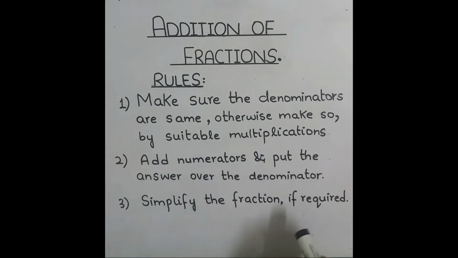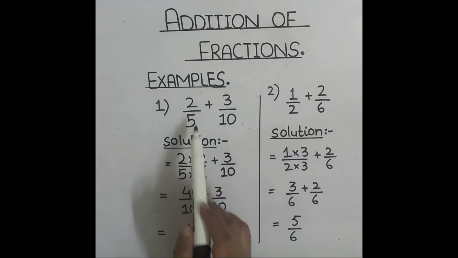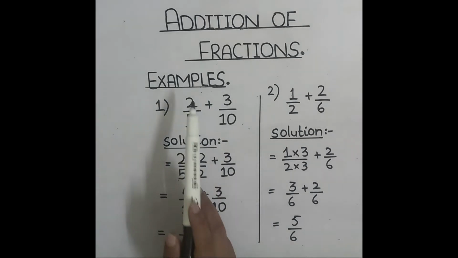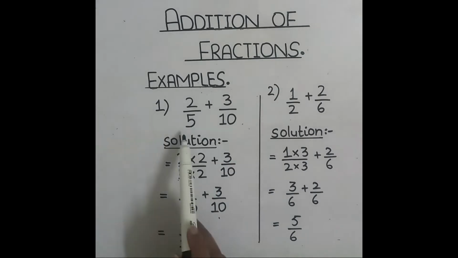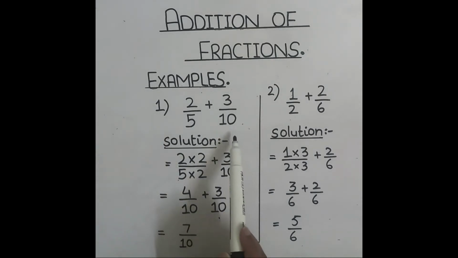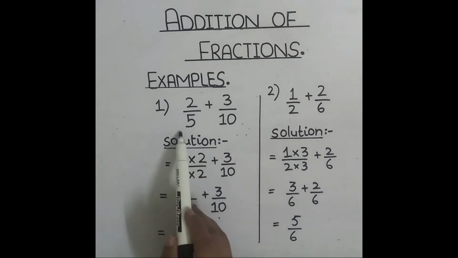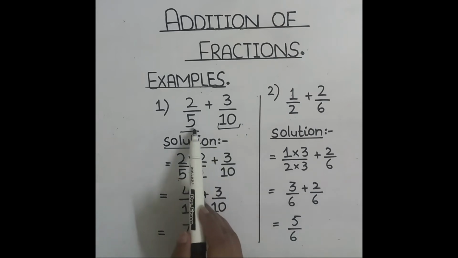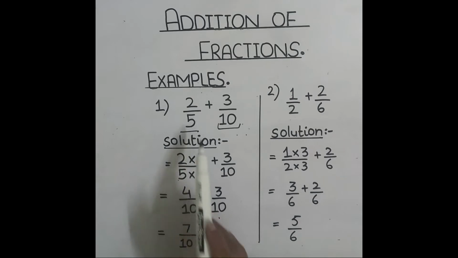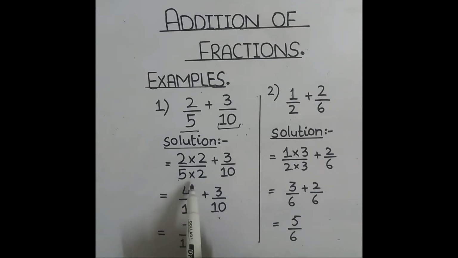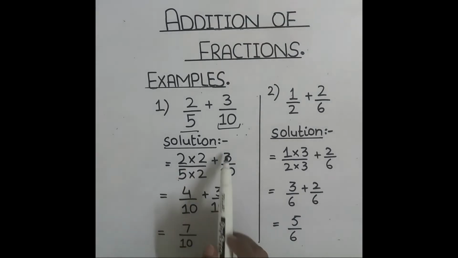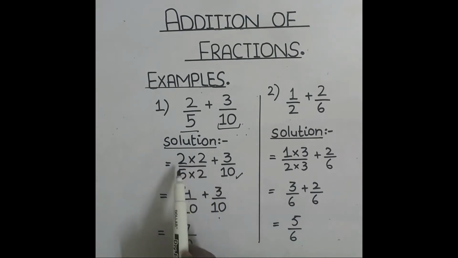So let's take examples. Example number 1, 2 over 5 plus 3 over 10. The first rule of addition of fraction says denominators should be same, otherwise make it so by suitable multiplication. So here we have 5 and here we have 10. We can make this 5 into 10 by multiplying 2 with it. So we have multiplied 2 with this 5 in the denominator. And a very basic rule of mathematics says if you are multiplying anything in the denominator, you will also do the same in the numerator. So we have multiplied 2 in the numerator also. Plus 3 over 10 will come as it is. 2 into 2 is 4, 5 into 2, 10, plus 3 over 10.